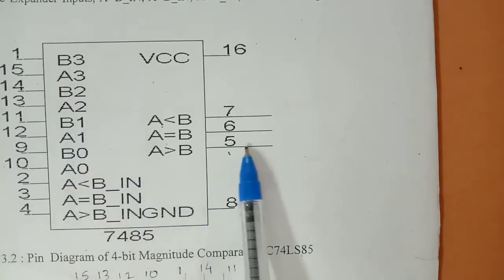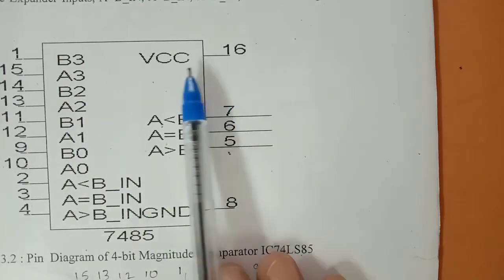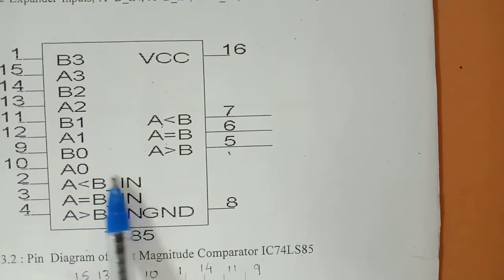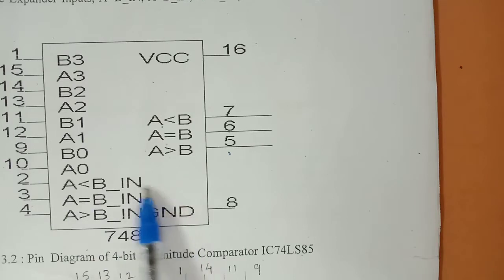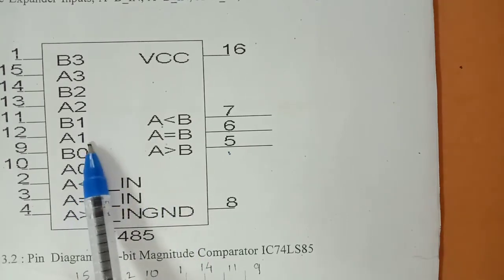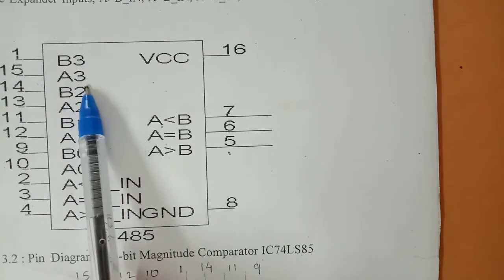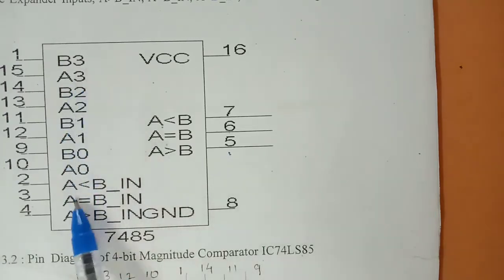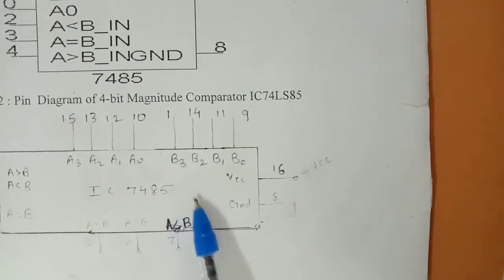These are your output pins 5, 6, 7; 16 is VCC and 8 is ground, right? And we can see 2, 3, 4 are again less than, greater than, equal to, but these are the input pins we can utilize for cascading. And A0, A1, then A2, A3. These are the first word A, then B0, then B1, B2, B3. This is your second word B, and we have to draw the diagrams like these.